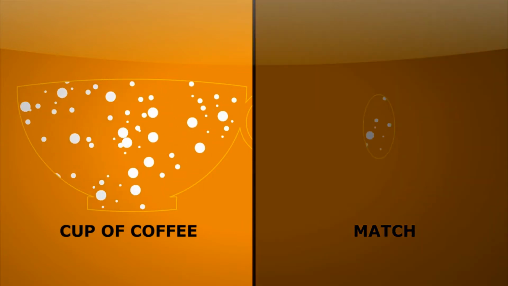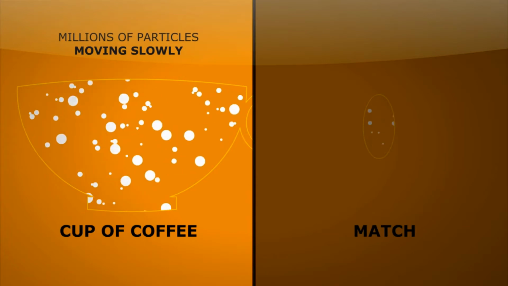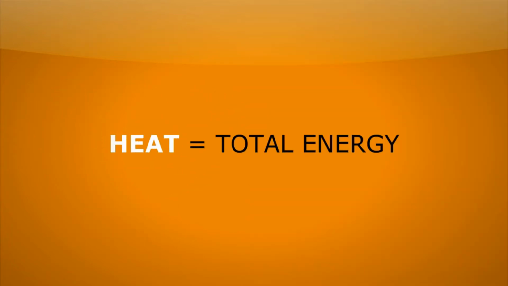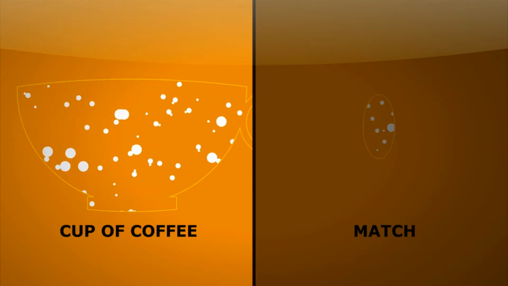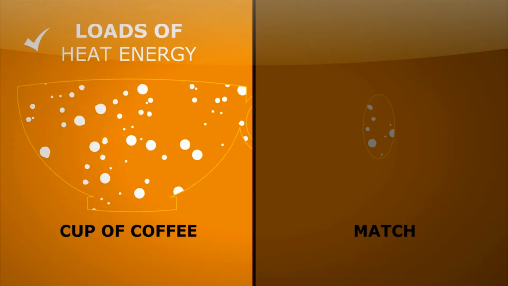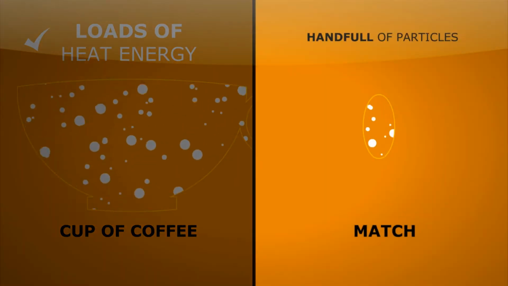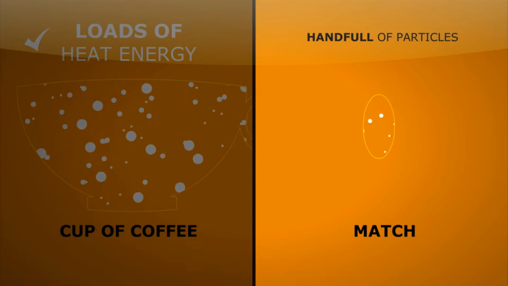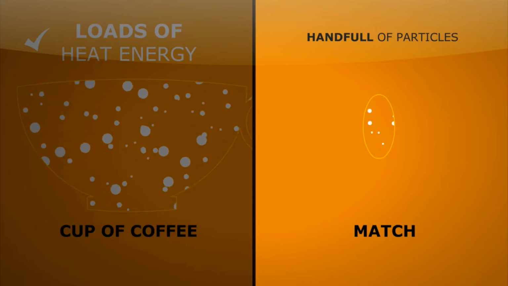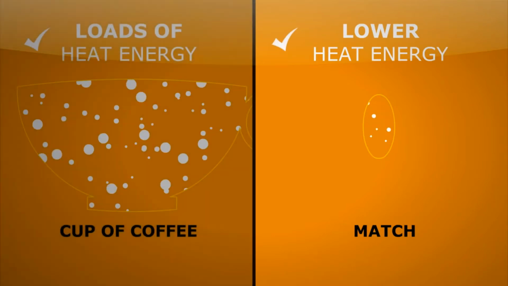In the coffee, there are millions of particles, all moving fairly slowly. But heat is a measure of the total energy in a system. So if we add up all the energy of every particle, we find there's loads of heat energy there. Now, if we look at the match, we see there's only a handful of particles, and although they're zipping around really quickly, because there are so few of them, if we add up the total energy here, we find it's much lower than in the coffee.